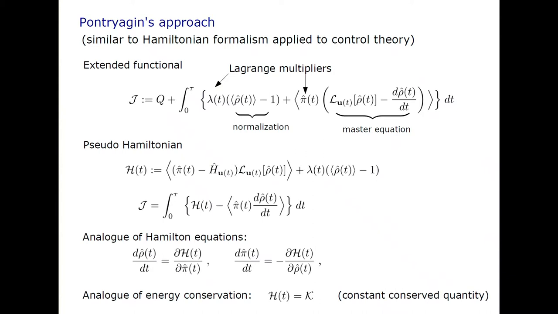A nice feature of this Lagrangian approach is that, as in classical mechanics, you can define the analog of the Hamiltonian. In this case, you have the pseudo-Hamiltonian, which has nothing to do with the Hamiltonian of the system. It's just a mathematical object that is very useful to find optimal solutions. As in classical mechanics, you have the analog of the Hamilton equations, which give the dynamics of rho, which is just the master equation. This is something that we know. But then we have a non-trivial solution for this auxiliary state, something like a density matrix, that evolves according to a different master equation. This is like position and momentum, if you want. And again, as in classical mechanics, the Hamiltonian is conserved. That's a very useful property to find solutions.